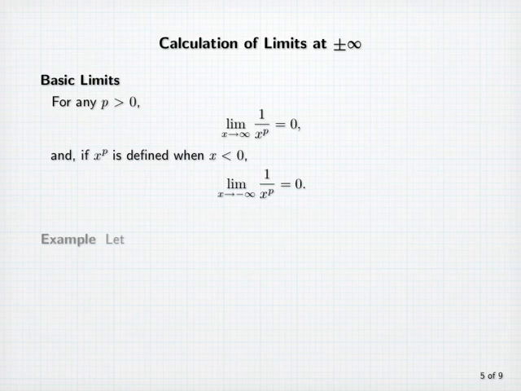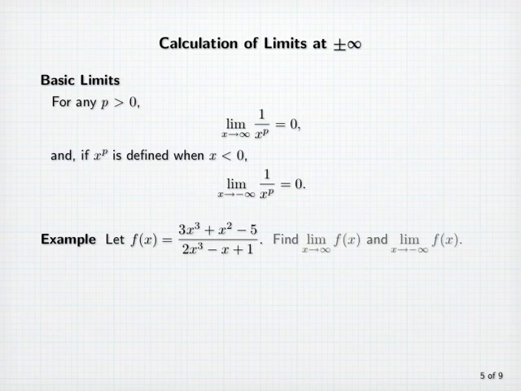Now let's look at an example to see how these limits are used. Let f of x equal the rational function 3x cubed plus x squared minus 5 over 2x cubed minus x plus 1. Let's find the limit as x goes to infinity and the limit as x goes to minus infinity of f of x.